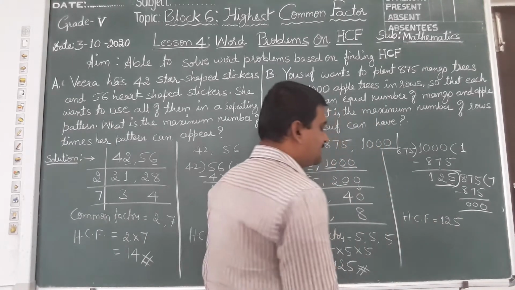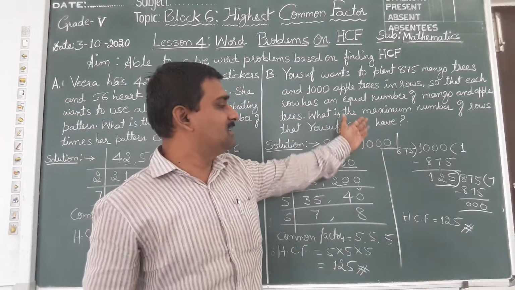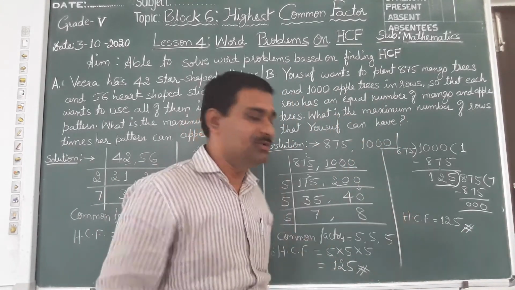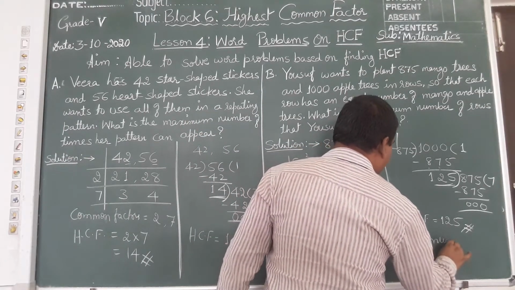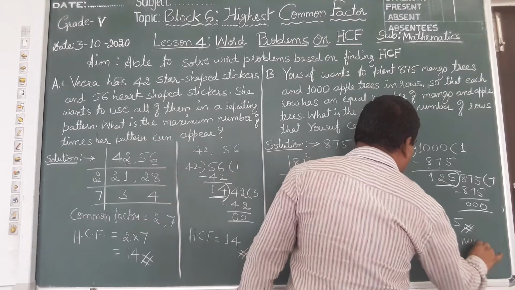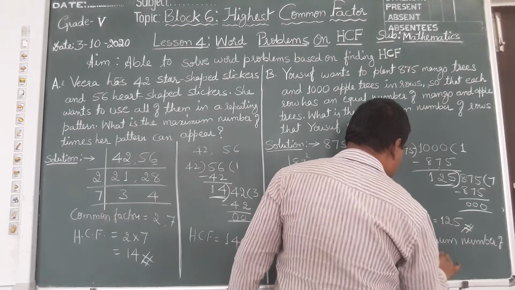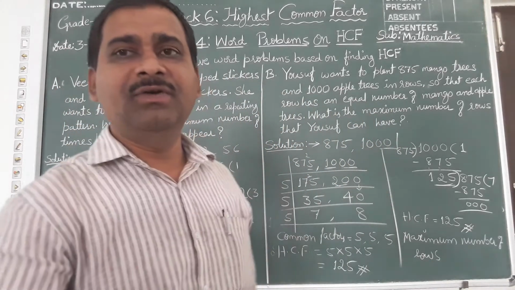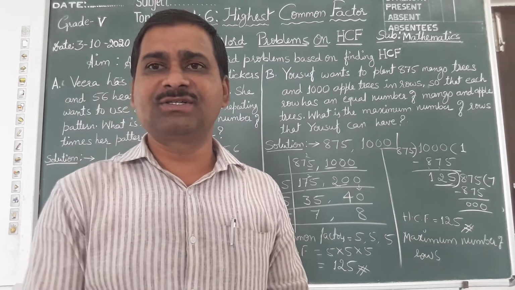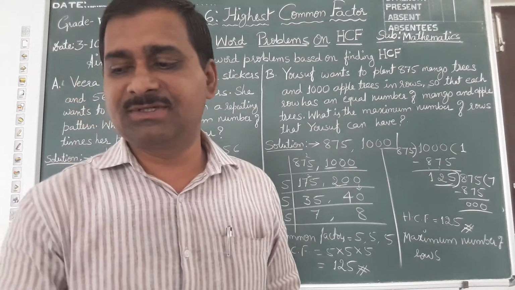That is, the HCF is 125. What is this 125, children? 125 is the maximum number of rows. Understood, children? Right? Children, after this you take one HOT question, that is, create a word problem.